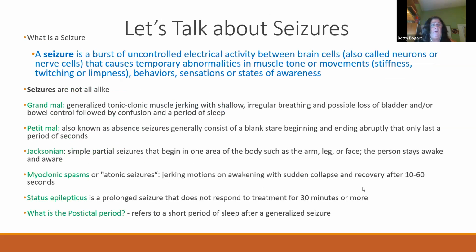Seizures. Well, a seizure is when all of a sudden, somewhere in the brain, it starts this uncontrolled electrical activity, and you're going to see twitching, movement, staring. It could be one side, both sides. It could be one arm, one leg. It could be all different. Abnormal, something's going on in their muscle tone. As in, seizures are not all alike. Now, we have some descriptions of them.